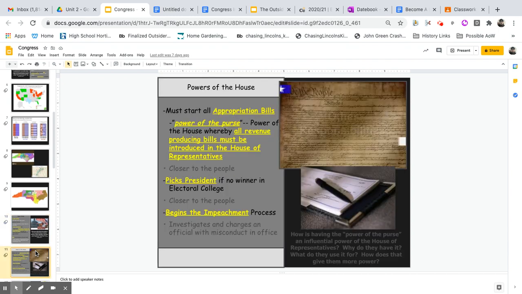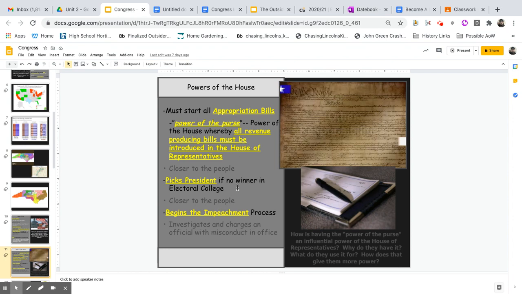Moving on. The House and the Senate both have individual powers. They have some powers together too, but we're going to talk a little bit about what the House can do. So appropriation bills. Essentially, if there's anything that deals with creating revenue, dealing with money, if you're going to make a bill about that, it has to start in the House. It can't start in the Senate.